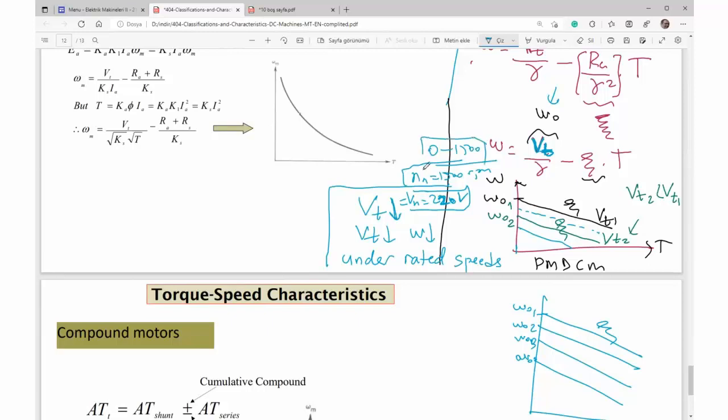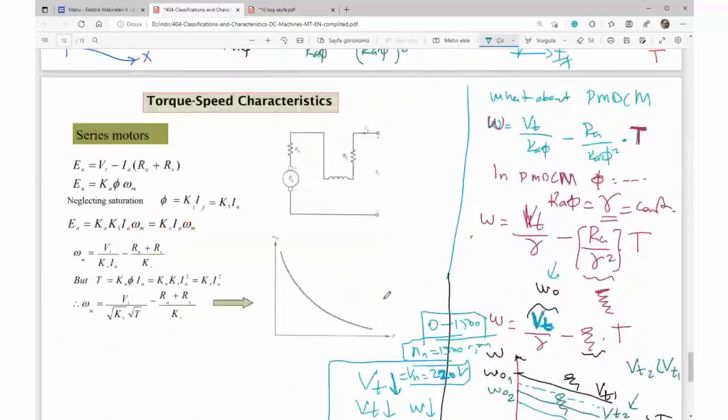Remember your toys when you were a child. If there is a decrease in battery, your toy will slow down. So that is the relation. Toy machines are generally permanent magnet DC motors. So when there is a decrease in terminal voltage or battery voltage, the resultant speed will decrease. That was the extra discussion on permanent magnet DC.